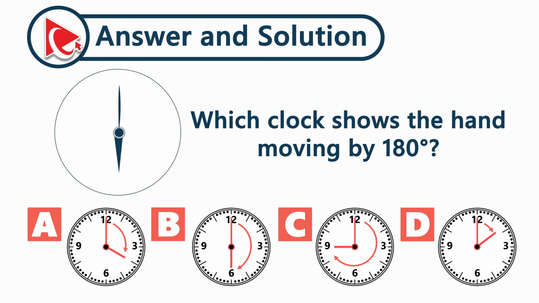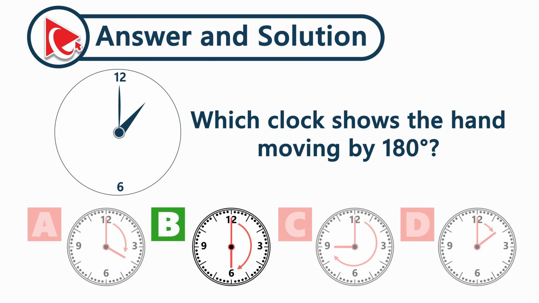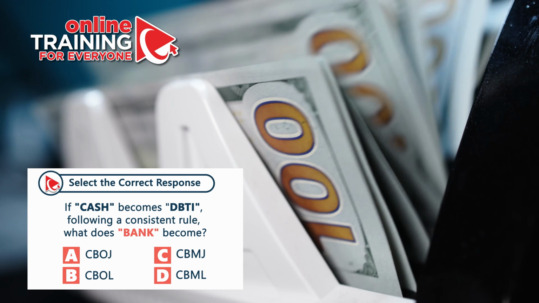If you have picked clock B, you got it. That hand travels from 12 to 6, exactly halfway around. That's your 180-degree turn. Let's decode a cash to bank mystery.